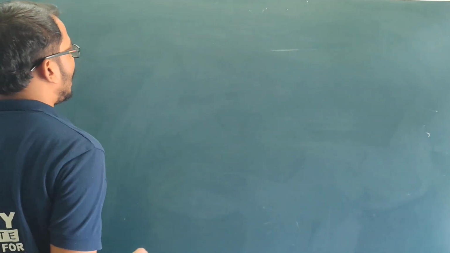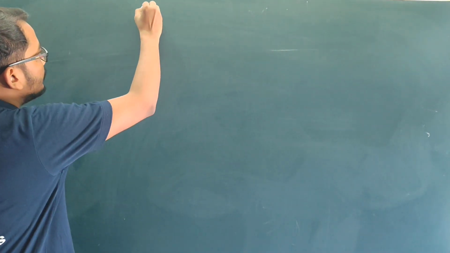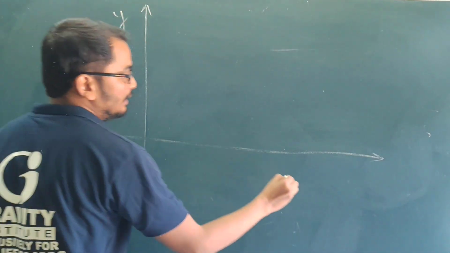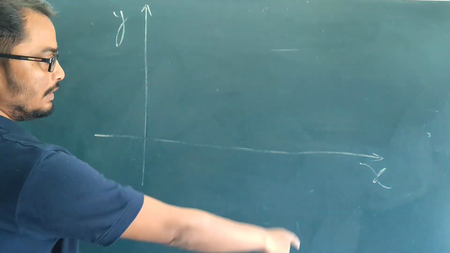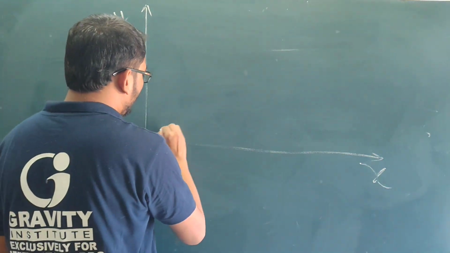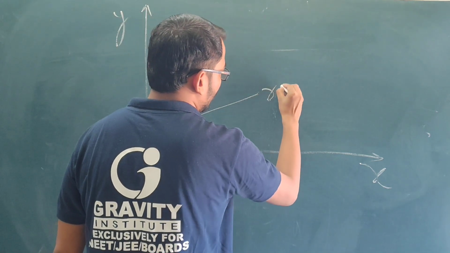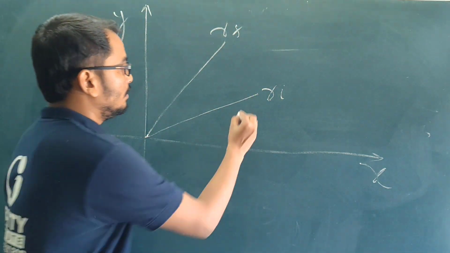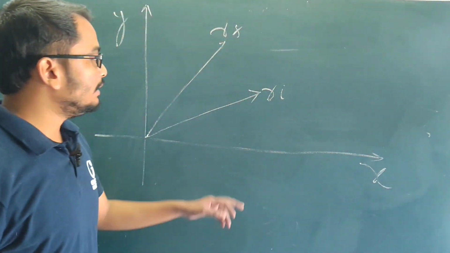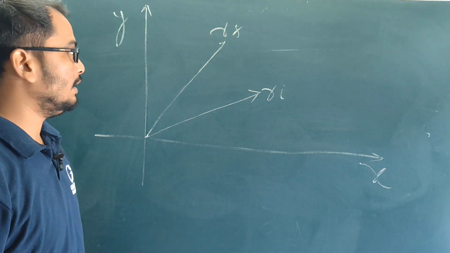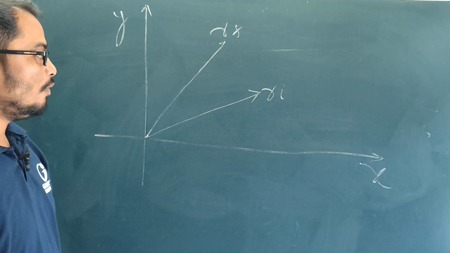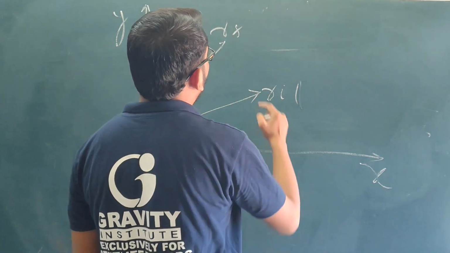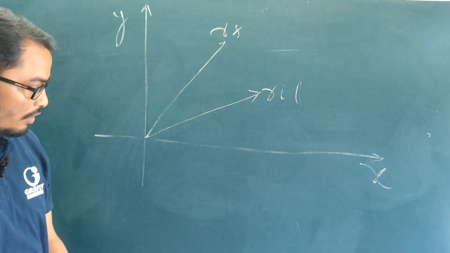So after that we are going to start. Suppose that this is the y-axis, this is the x-axis. Suppose this is the initial position of the particle, this is the final position of the particle. It means the particle is initially at that position and after some time the particle is at that position.